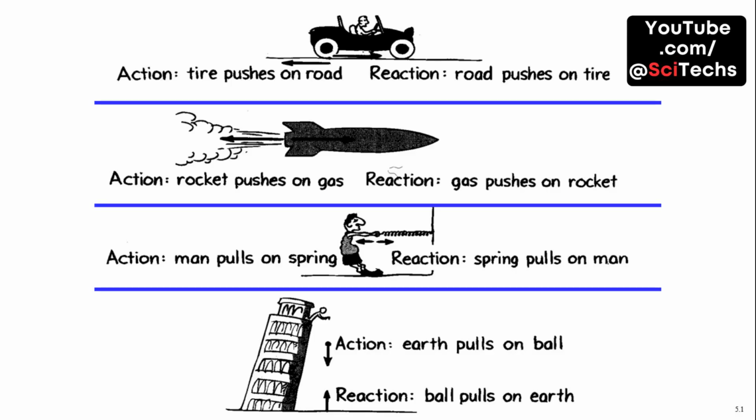A tire pushes on the road, and the road pushes back on the tire. A rocket pushes on gas, and the gas pushes back on the rocket. A man pulls on a spring, and the spring pulls back on the man. The earth pulls on a ball, and the ball pulls back on the earth.